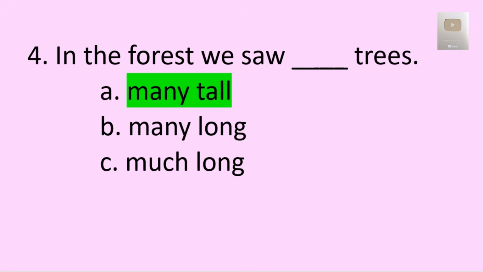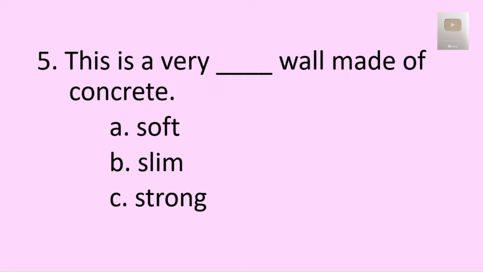Tall and long are adjectives which might mean direction, a dimension which is longer. But in the case of tree, we don't use long. It does not collocate with tree. So the only answer is where there is tree and tall, many tall trees. We cannot say much because much doesn't go with a countable noun. It goes with uncountable nouns. And long we cannot say for a tree. We can say tall.